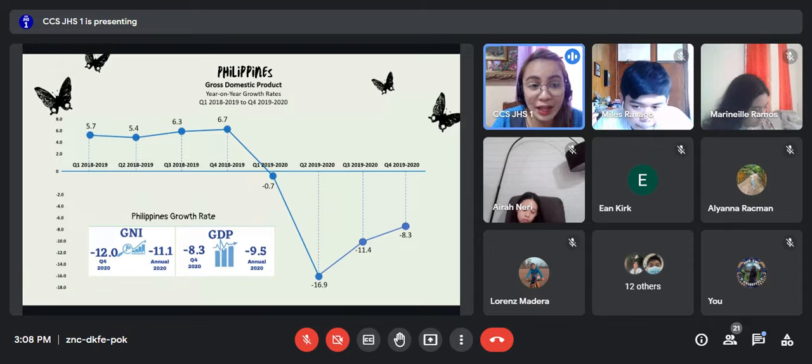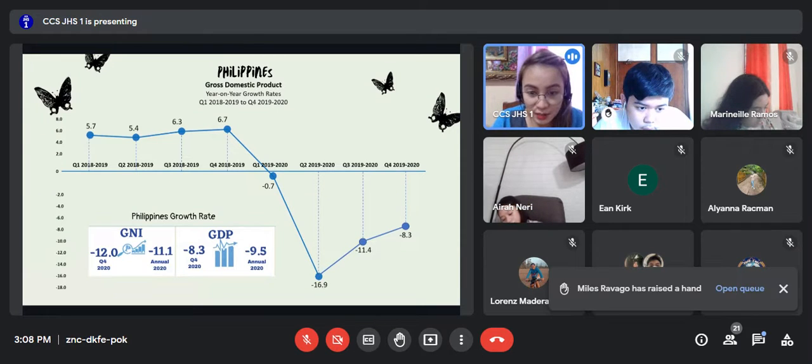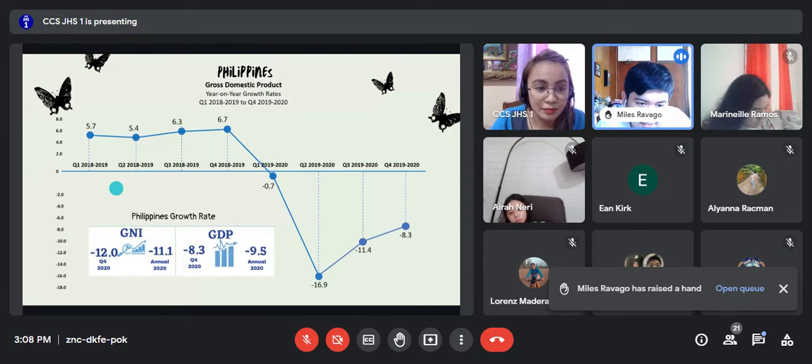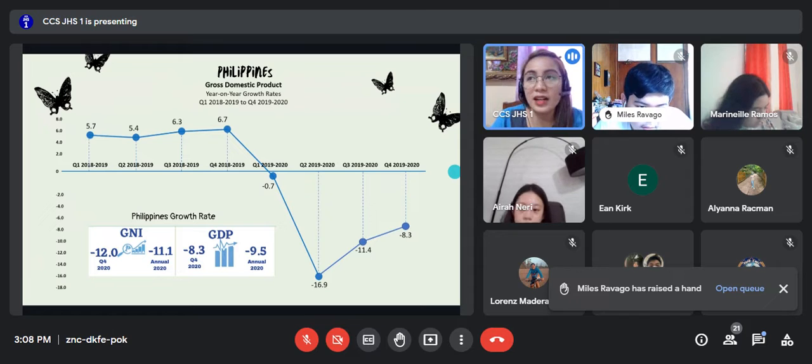So that is how you analyze and understand growth rates or data from the government when they release growth rates. Understood? Yes, Miles. That negative 11.1 annual figure, is it the result of an average? The average. Yes.